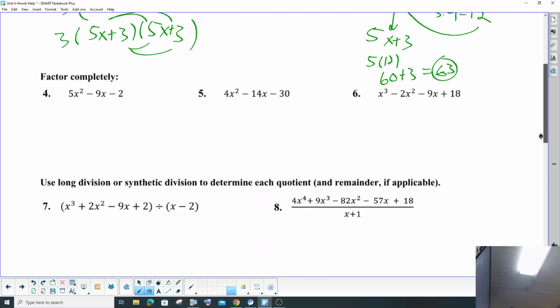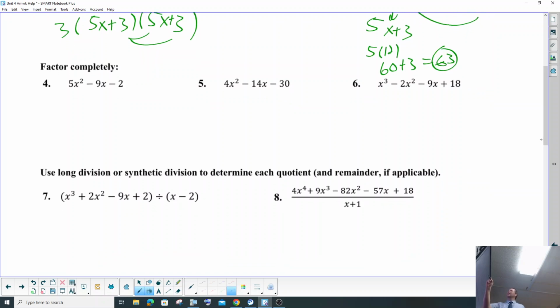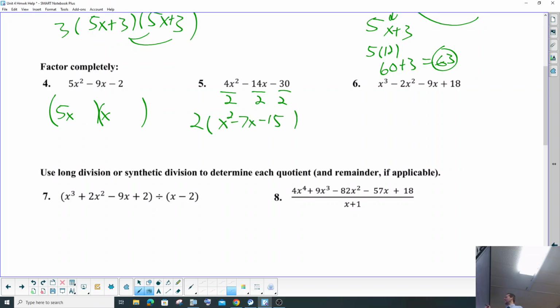Don't forget how to factor. Do you remember how to factor? What are factors of 5? So 5x and x, 1x. What about number 5? So probably pull out a GCF if you can. Make it easier on yourself, right? So go ahead and pull out a 2. So we're left with x squared minus 7x minus 15.